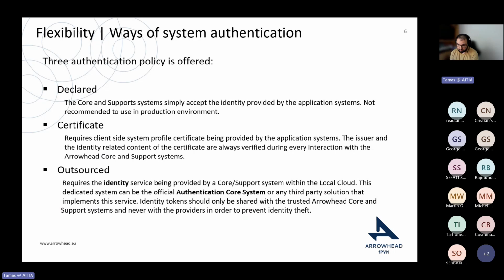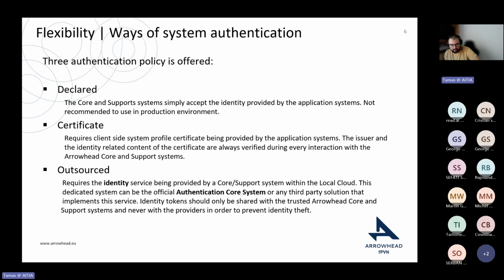We kept, of course, the certificate authentication possibility, so this requires a client-side system profile certificate being provided by the application systems. The issuer and the identity-related content of the certificate are always verified when a consumer or a provider turns to the core systems.